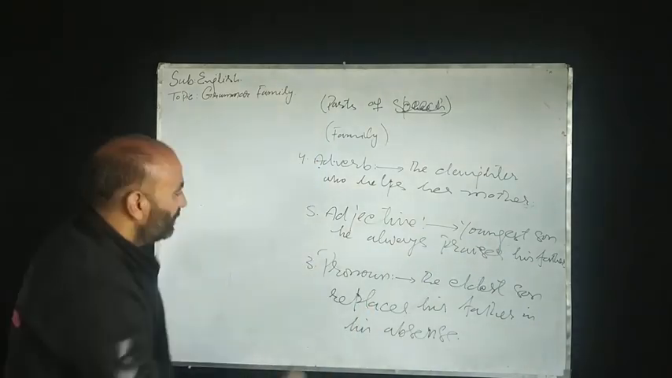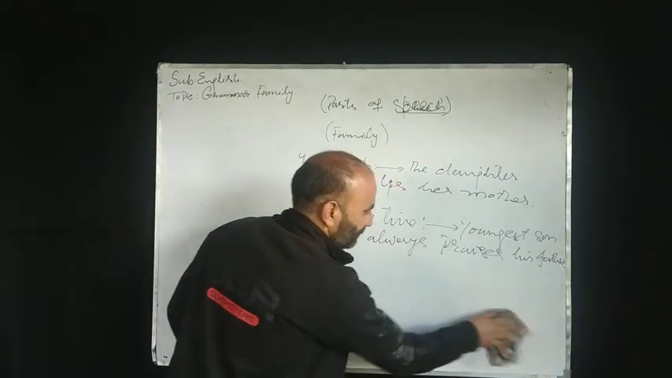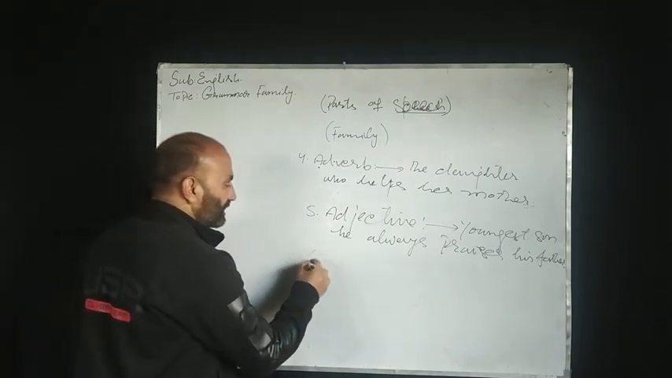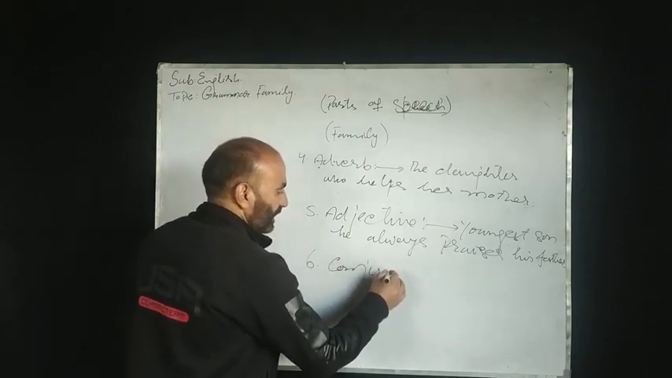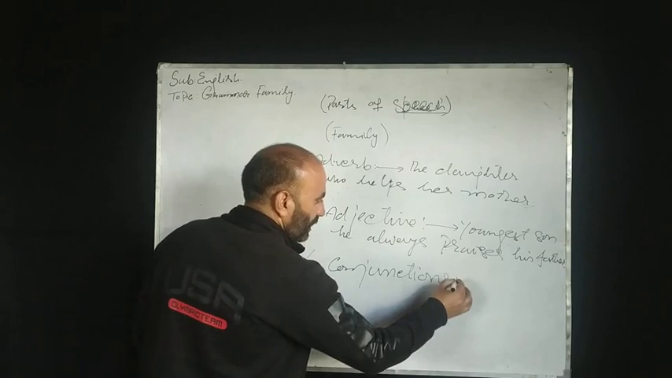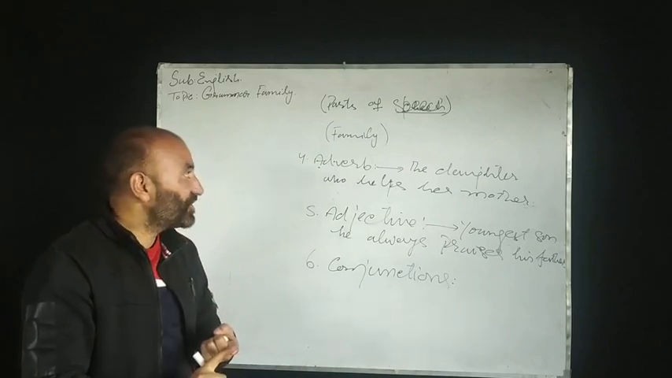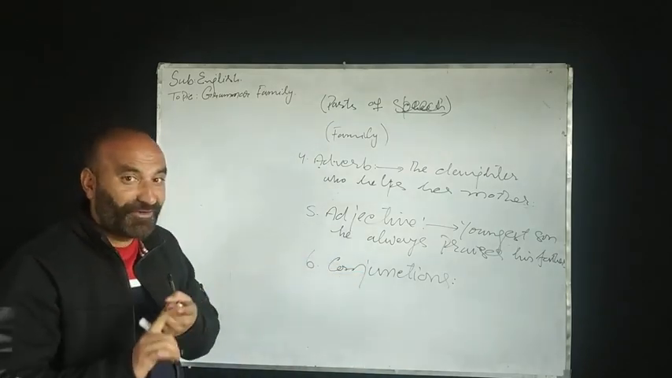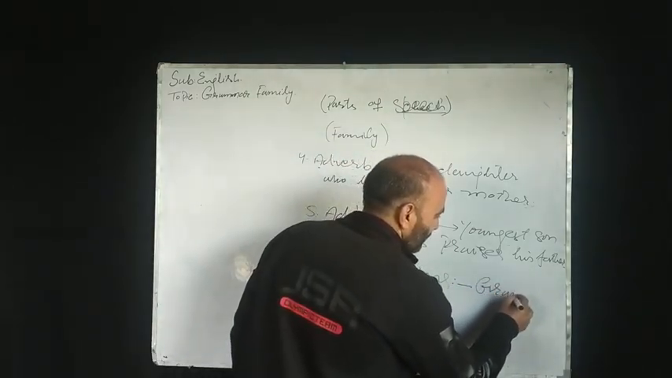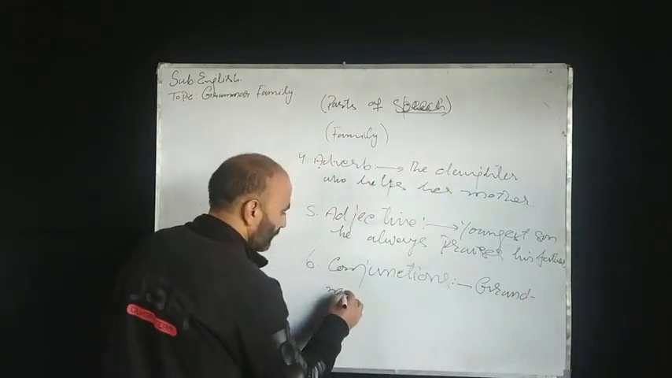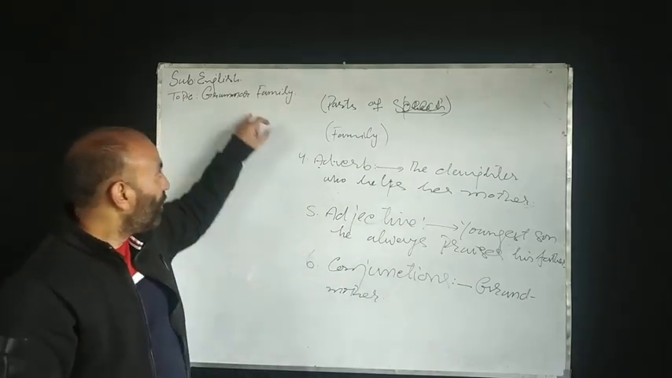The next member, sixth member of this grammar family, sixth member of parts of speech, we know as conjunctions. Conjunction. And this conjunction we here in our grammar family know as the grandmother, the grandmother of the family.